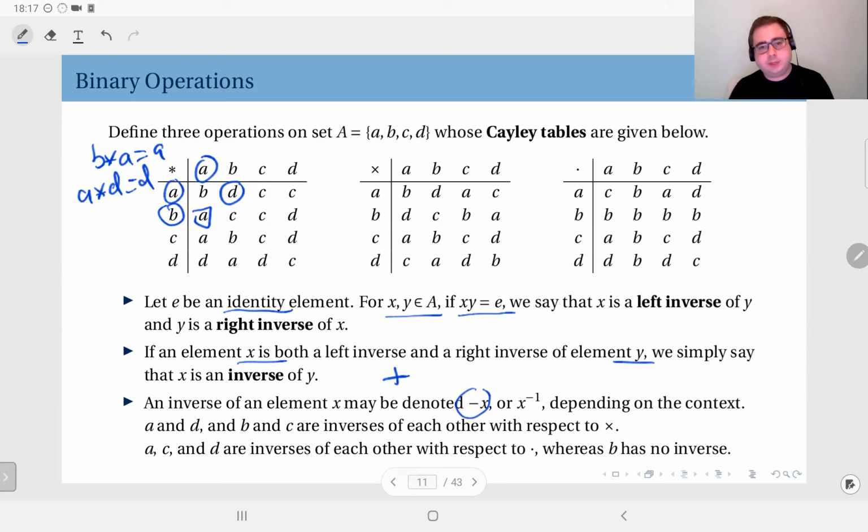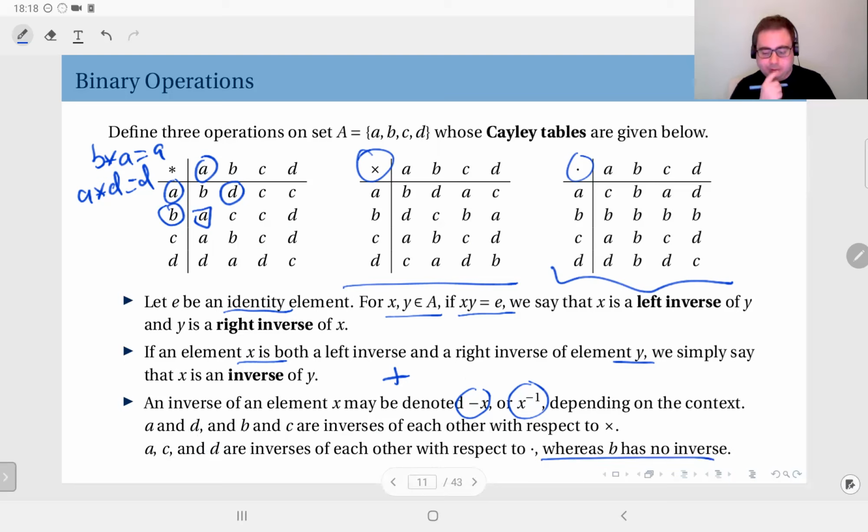If you are using a multiplicative notation like this one, or simply without any symbols in between, we usually use this notation to denote the inverse. For instance, A and D, B and C are inverses of each other with respect to this operation, which you can check from the Cayley table. And A, C, and D are inverses of each other with respect to this operation. And in this operation, B has no inverse because no element satisfies the definition here for B.